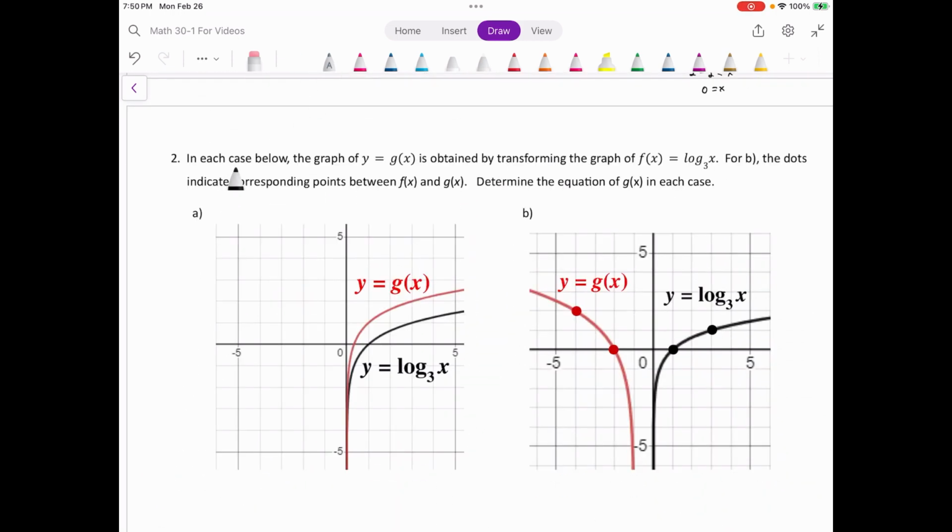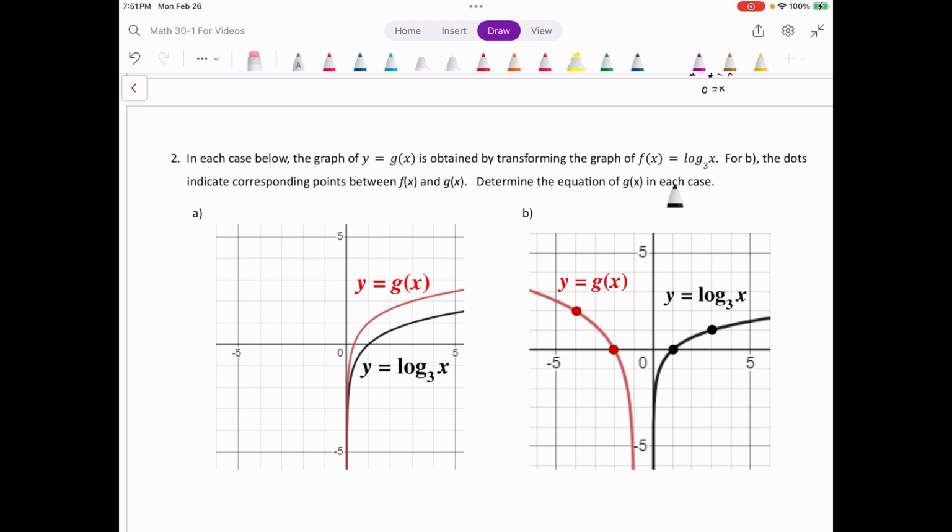So it tells us that in each case below, the graph of y equals g of x, those are the red ones, are obtained by transforming the graphs of f of x equals log base 3 of x. Okay, so the black graph is in both examples, y equals log base 3 of x. For b, the dots indicate corresponding points between f of x and g of x. Okay, so we'll use those probably to think about like stretching and stuff. How did these 2 points become those 2 points? But it wants us to determine the equation of g of x in each case.